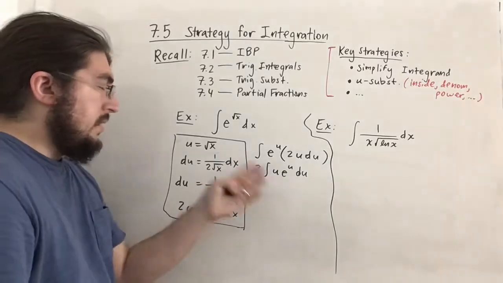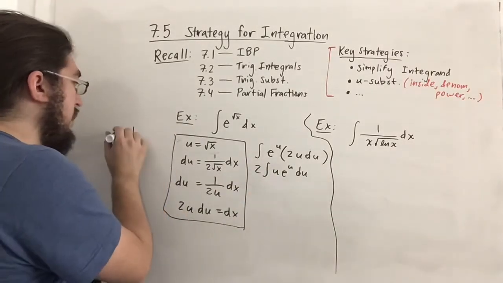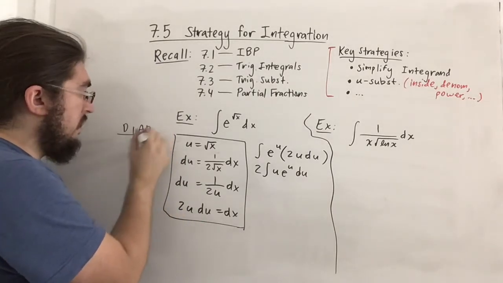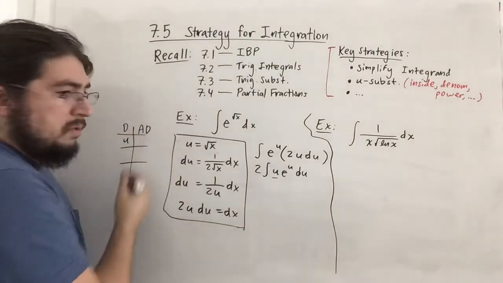Anyways, we can actually use the tabular method here, which is just a quick version of by parts that works sometimes. So we have a derivative column and an antiderivative column. We're going to take the derivative of the power of u, which is just u to the 1.